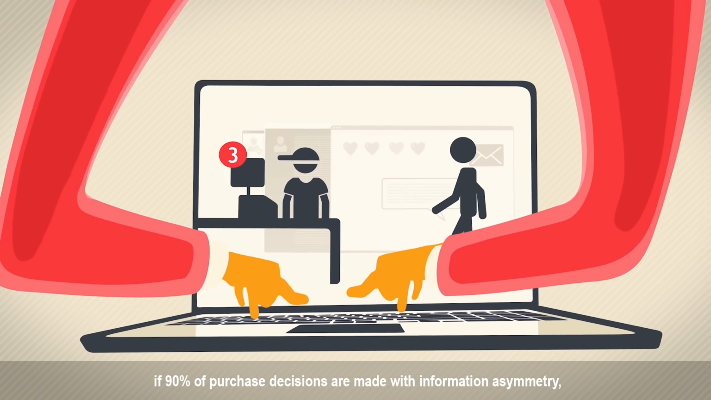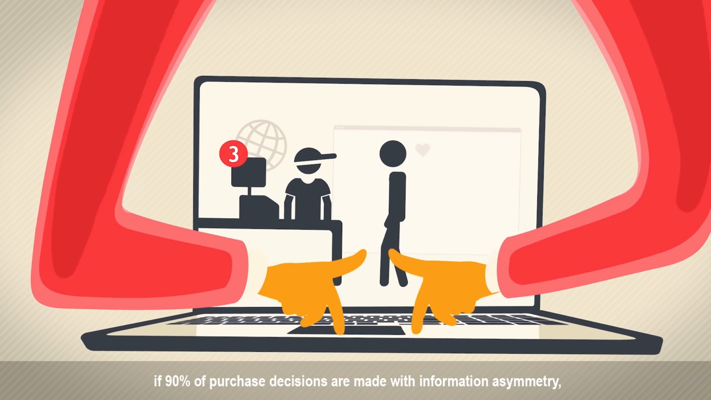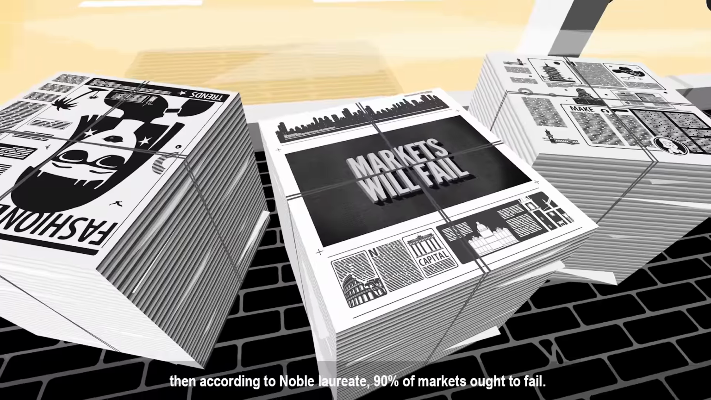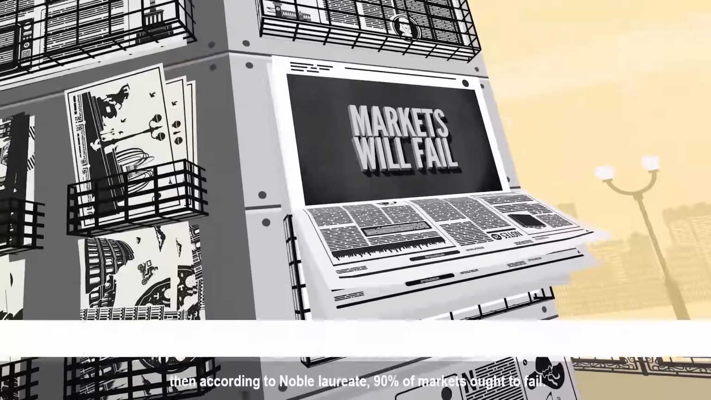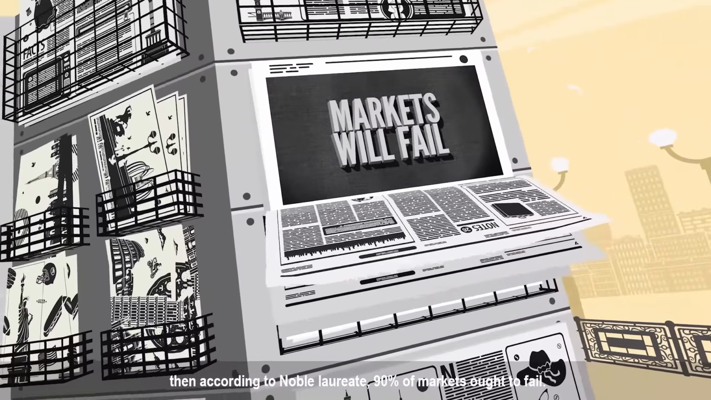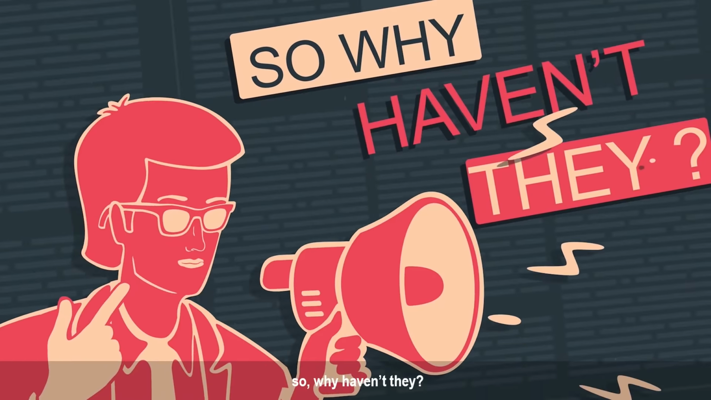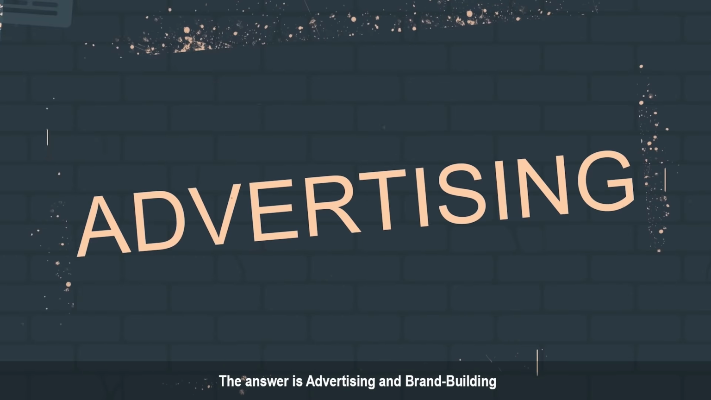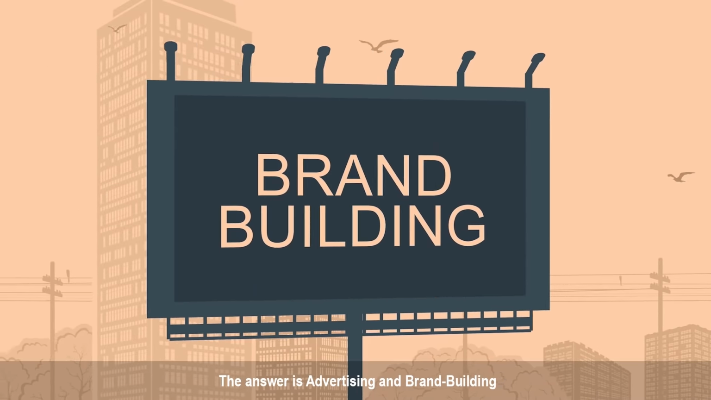If 90% of purchase decisions are made with information asymmetry, then, according to our Nobel Laureate, 90% of markets ought to fail. So why haven't they? The answer is advertising and brand building.